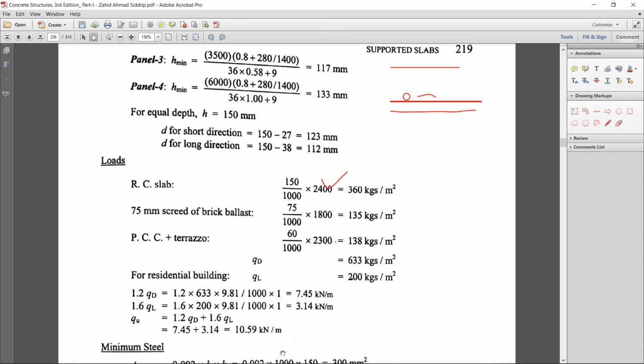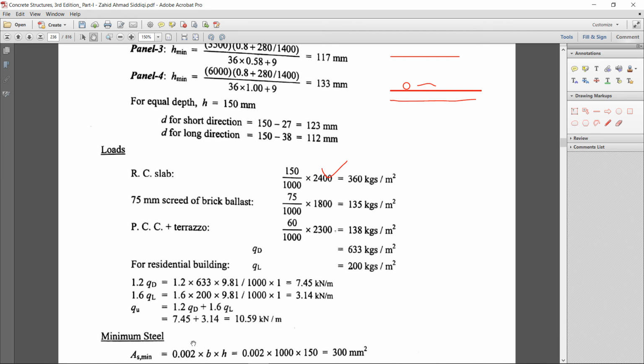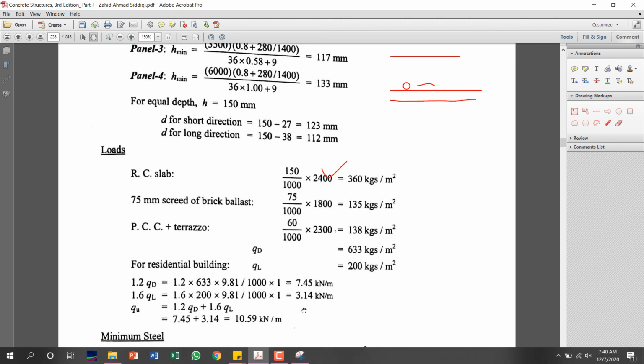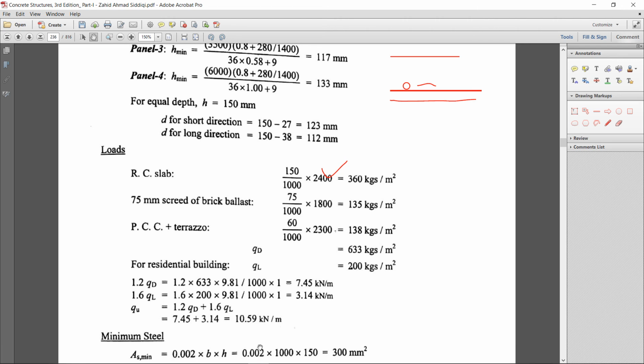The minimum steel here, for grade 280 steel, is 0.002 BH, where B is for the unit strip, that is 1000 millimeter, and H is 150 millimeter. So our answer is 300 millimeter square.